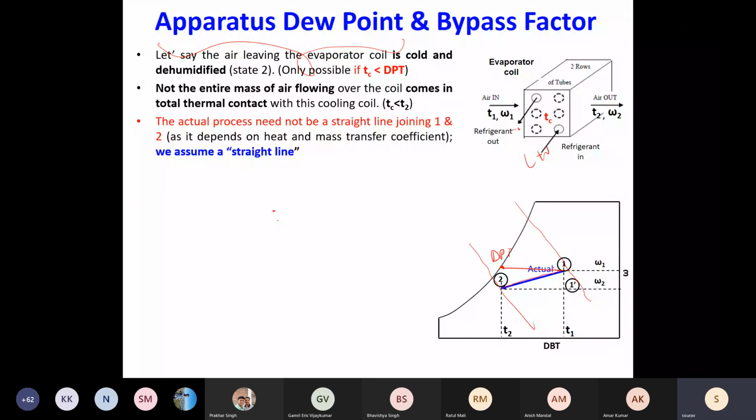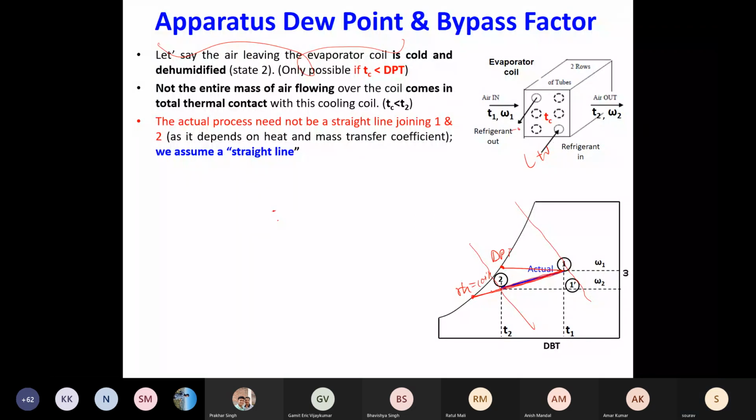Eventually, what is happening inside or on the outer surface of the coil is that both heat and mass transfer are happening simultaneously. And you eventually move along this path. Now, if you extend this process line and intersect at your RH equals 100% line, whatever temperature you get over here is the apparatus temperature that needs to be maintained for you to follow this process.